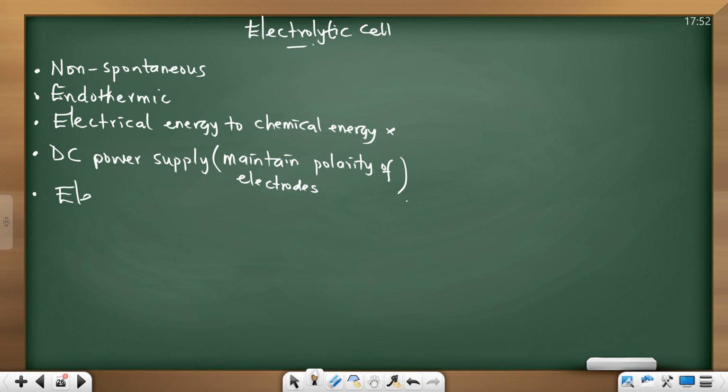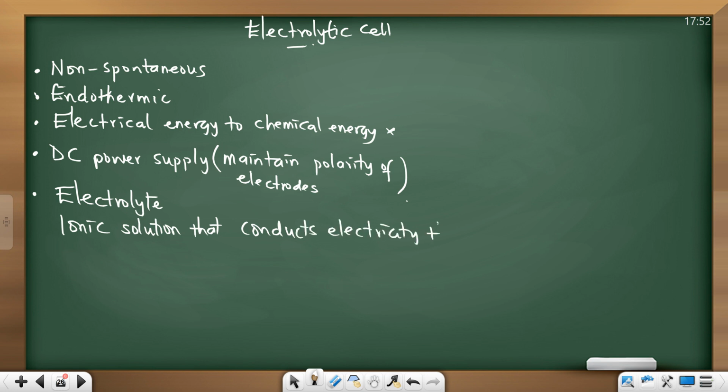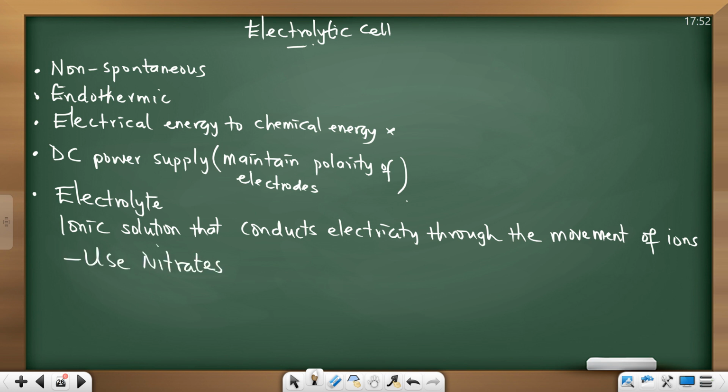Okay. What is an electrolyte? An electrolyte is an ionic solution that conducts electricity through the movement of ions. Please, if you are lost and they ask you for an electrolyte, use nitrates. Mostly use nitrates. If the examiner says name the electrolyte, just take nitrates. Why? All nitrates are soluble.